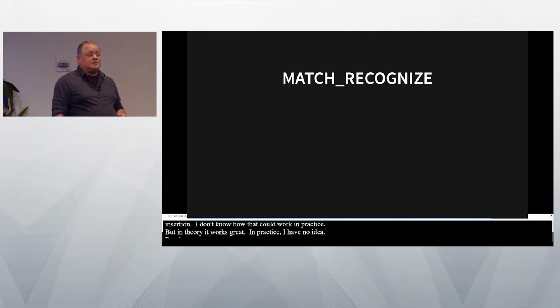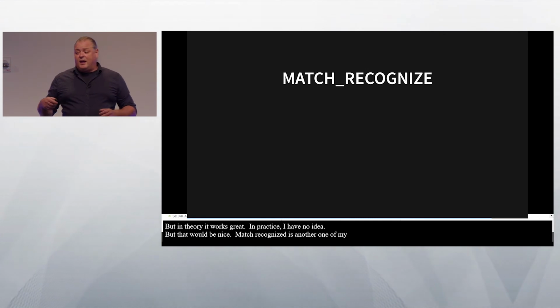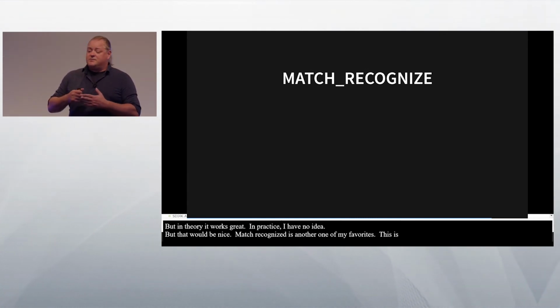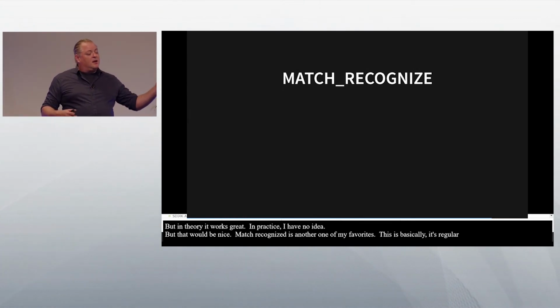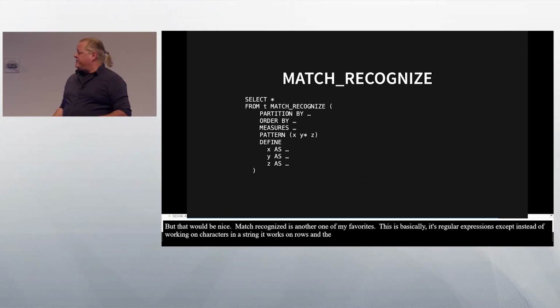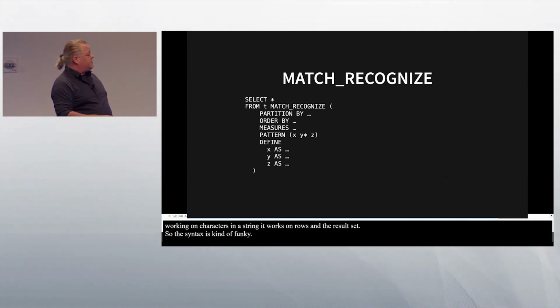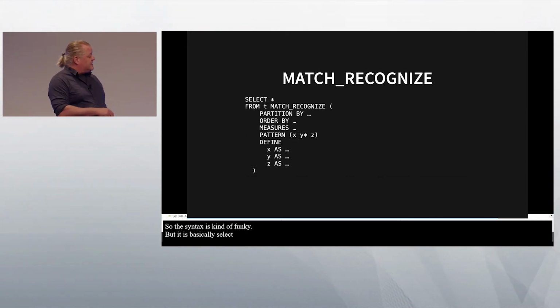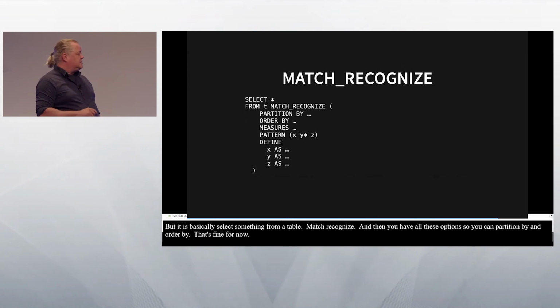MATCH_RECOGNIZE is another one of my favorites. This is basically regular expressions, except instead of working on characters in a string, it works on rows in a result set. So the syntax is kind of funky, but it's basically: select something from a table, match recognize, and then you have all these options. So you can partition by and order by. That's fine for now. If you've ever done window functions, you know what that means.